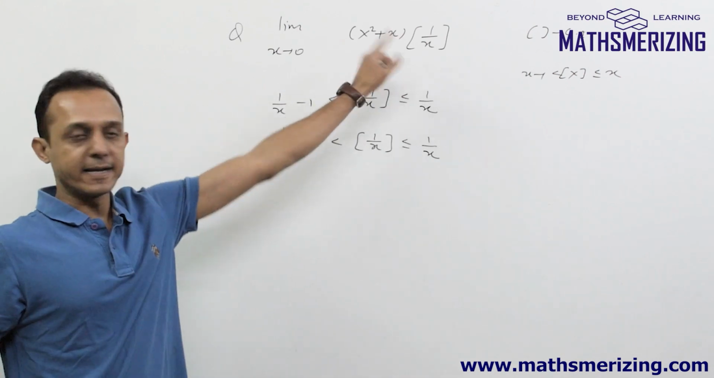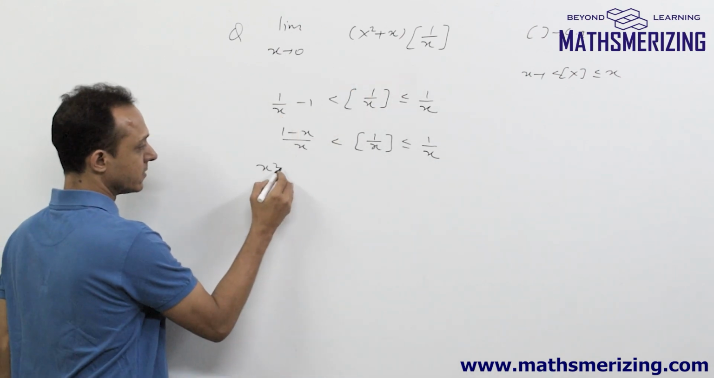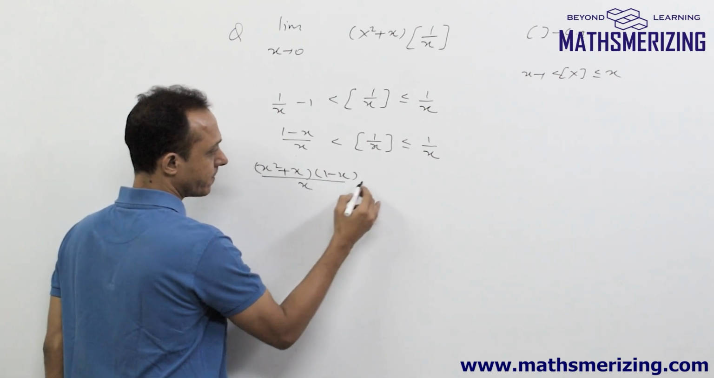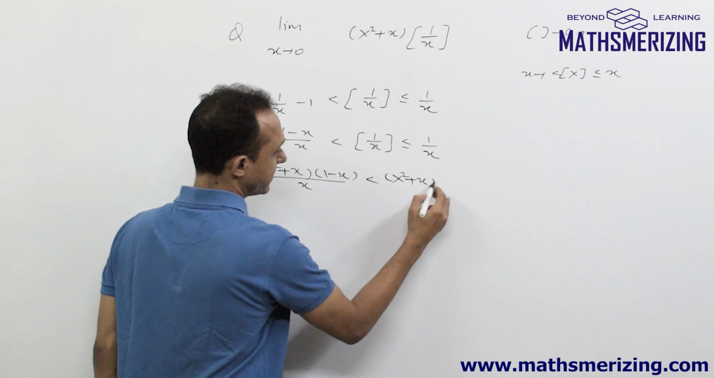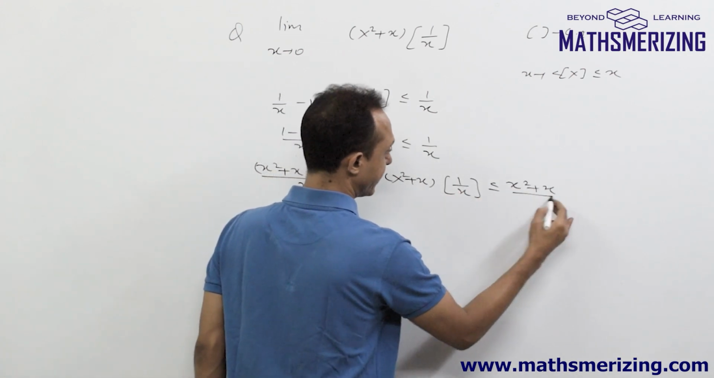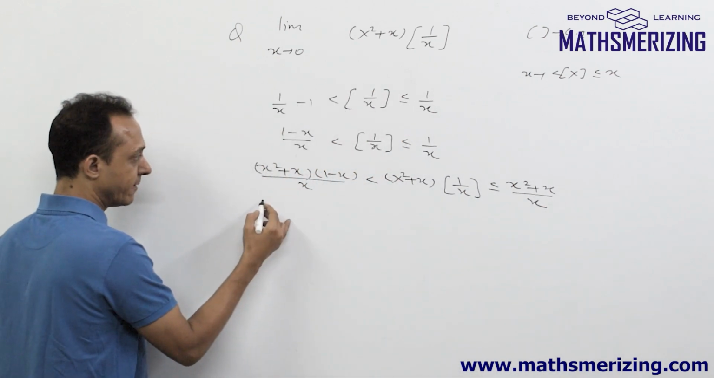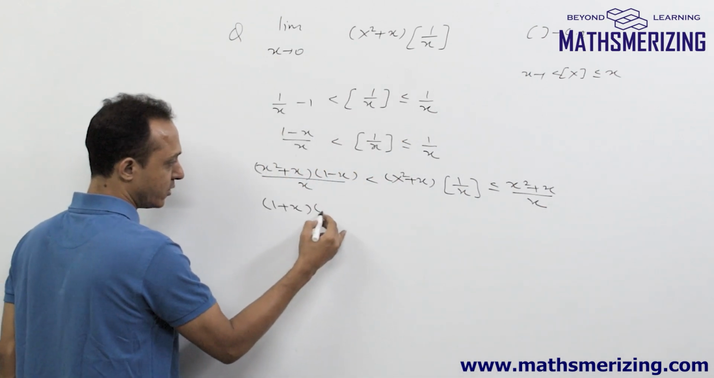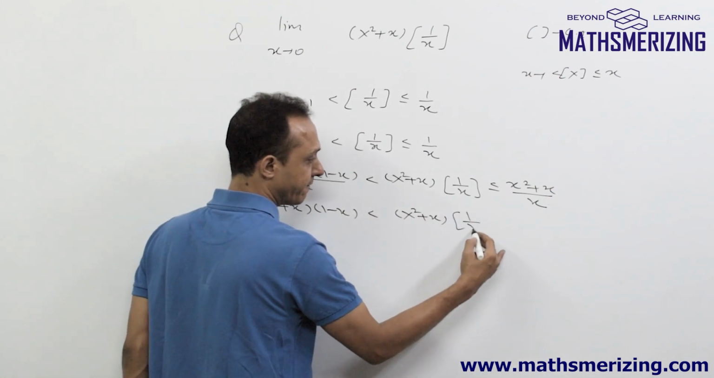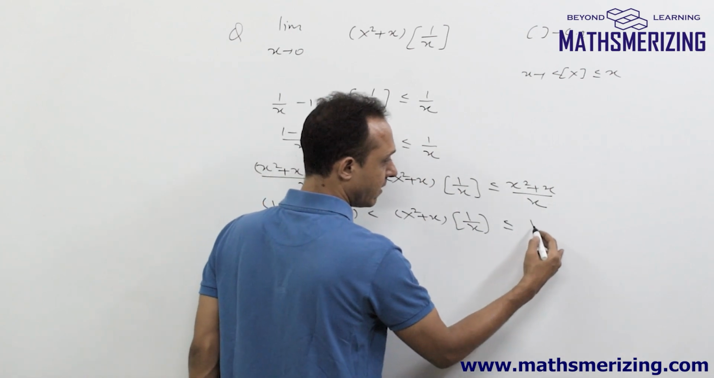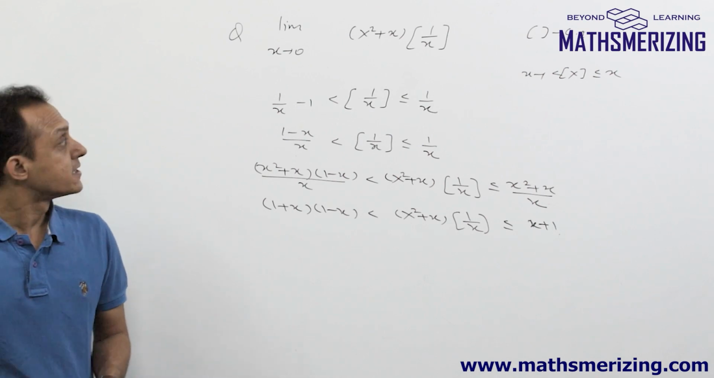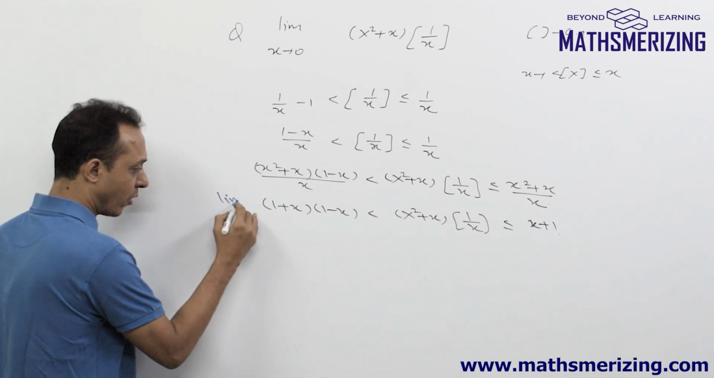Now I'll multiply it with x square plus x. So x square plus x into 1 minus x upon x is less than x square plus x into the greatest integer function of 1 upon x, which is less than or equal to x square plus x upon x. So here I'll cancel x, so I'll write 1 plus x into 1 minus x, less than x square plus x into the greatest integer function of 1 upon x, less than or equal to x plus 1. Now I'll take limits. So I'll take limit x tends to 0 for all the three expressions.